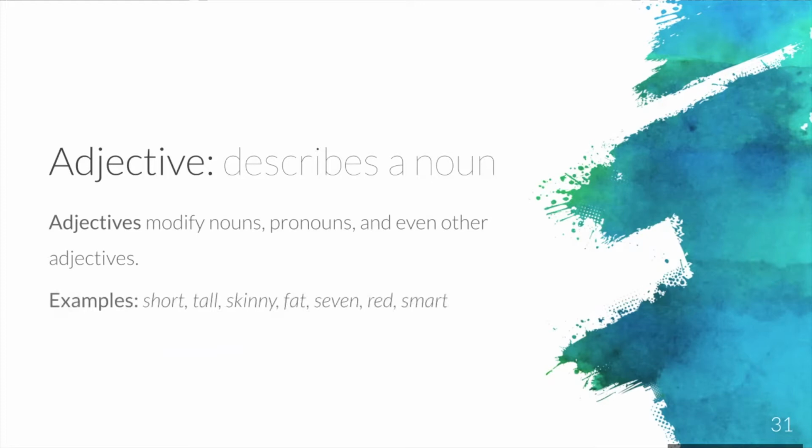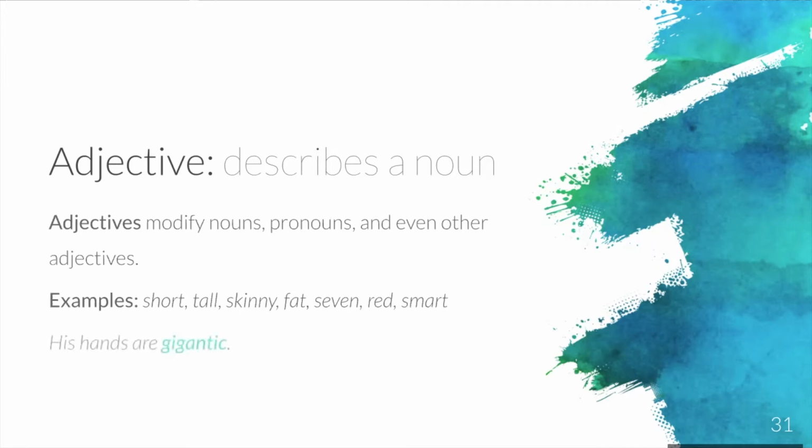So here are a few examples. There's short, tall, skinny, fat. Those are kind of describing a person or a thing's composition. 7, which is a number. Red is a color, and smart is like a personality trait, a characteristic. So these can all be classified as adjectives.